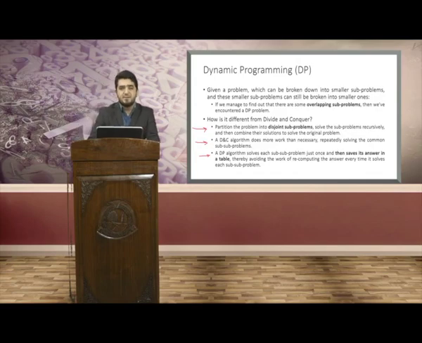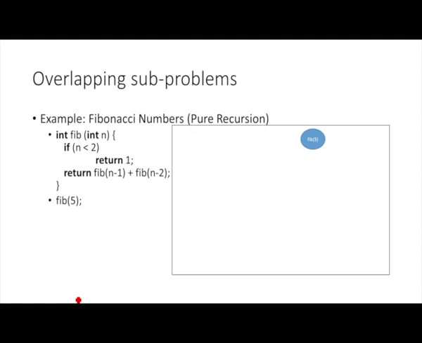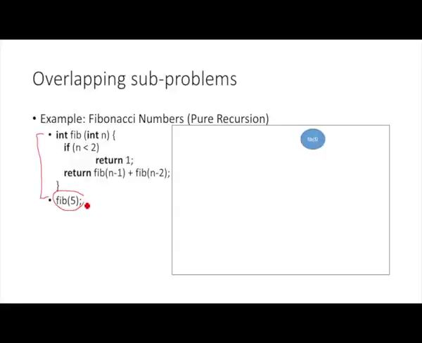Now, let's have a look at an example. We are familiar with the Fibonacci numbers, which can be solved with pure recursion. As you can see on the screen, there is this small code snippet which implements pure recursion to give a solution to the Fibonacci numbers. As you look at the code snippet, you can see that we have given the input to this code as 5, and let's try to dry run this code snippet and see how this divide and conquer technique basically solves this problem.